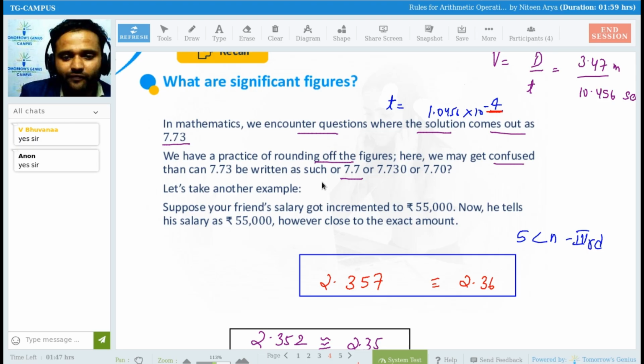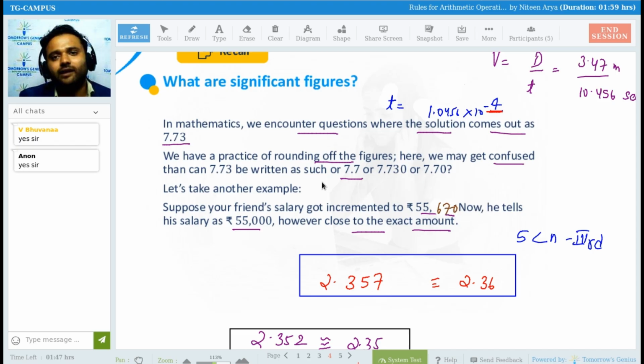Another example, suppose your friend's salary got an increment of 55,000. Now he tells his salary is 55,000. However, the exact amount is... Okay, this example is not accurate. Now it is going to be accurate. Suppose the increment is going to be 55,675. You can say 55,670. So then what are you going to say? You can use this particular terminology and these kinds of rounding off in so many general ways.